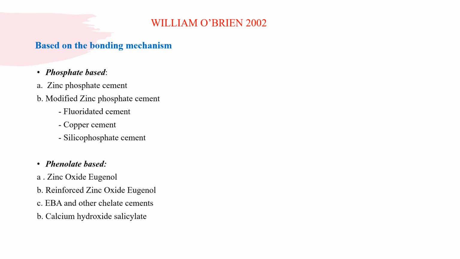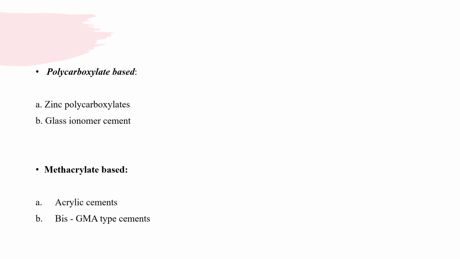Coming on to phenolate based cements, it's zinc oxide eugenol, reinforced zinc oxide eugenol, EBA and other chelate cements and calcium hydroxide salicylate. Coming on to polycarboxylate based cements, zinc polycarboxylate and glass ionomer cement. Coming on to methacrylate based cements, it includes acrylic cements and bis-GMA type cements.